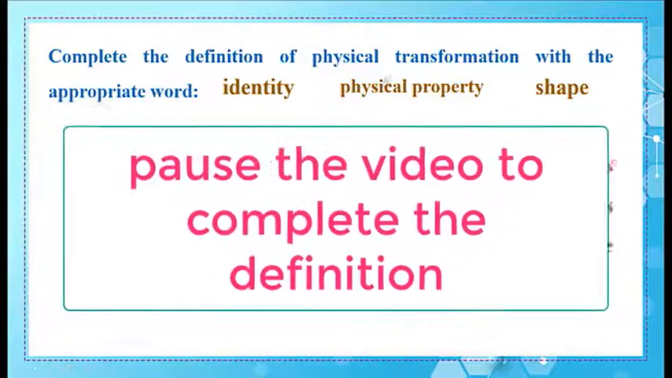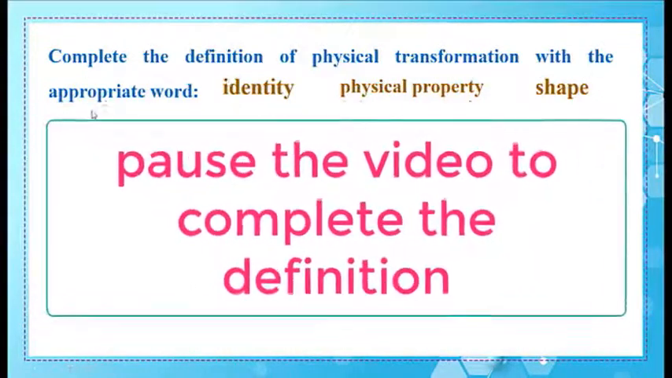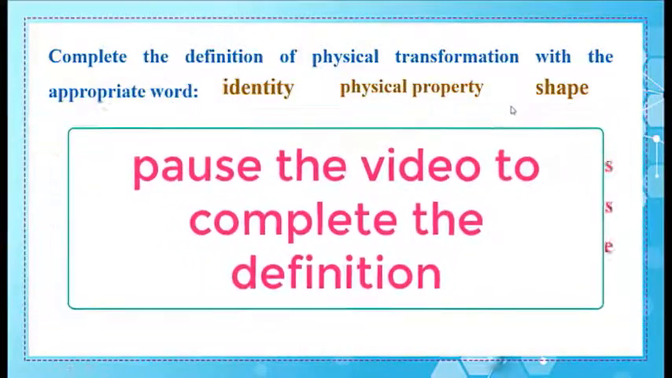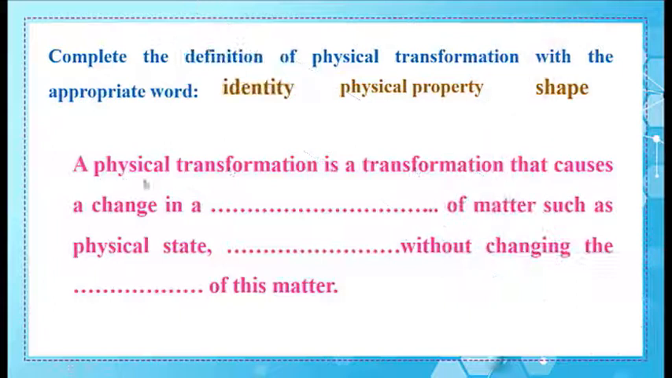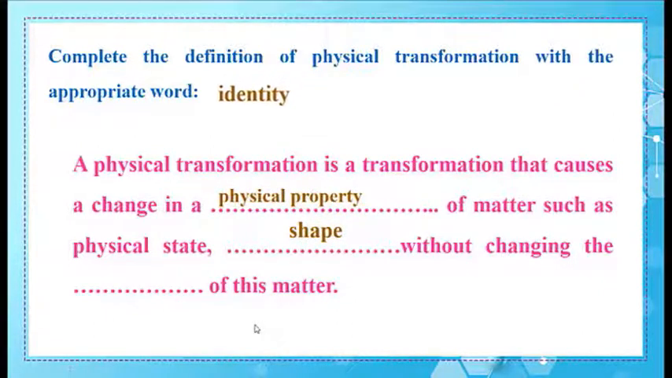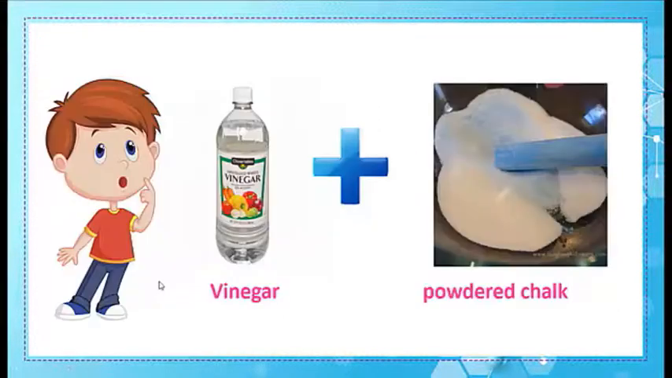Pause the video to complete the definition of physical transformation with the appropriate word: identity, physical property, and shape. Yes, a physical transformation is a transformation that causes a change in a, yes, good, physical property of matter, such as physical state, yes, what should I write here? Good, shape, without changing the identity, good, of this matter.